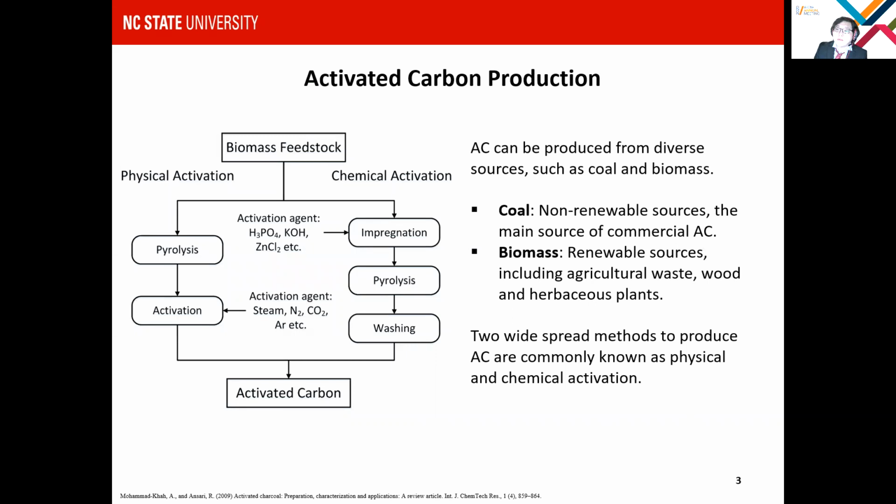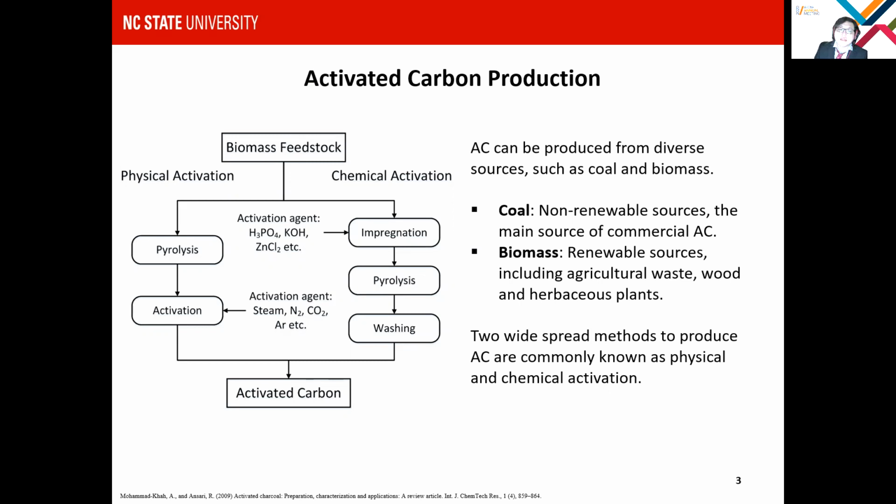pyrolyze the biomass to produce the biochar, and then the biochar is activated by the activation agents like the steam, nitrogen, and carbon dioxide in the inert atmosphere to produce the final activated carbon. In the chemical activation, we use the chemicals to impregnate the biomass first, then do the pyrolysis and the washing.